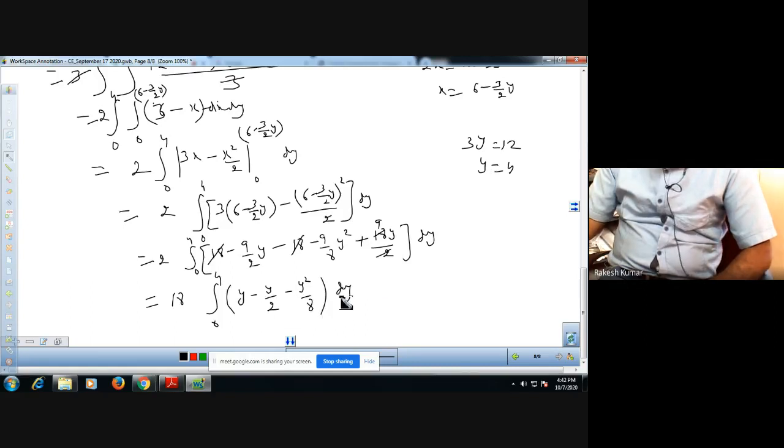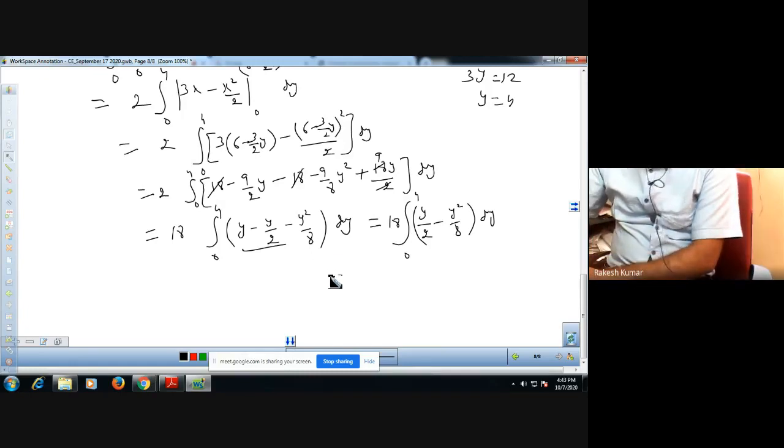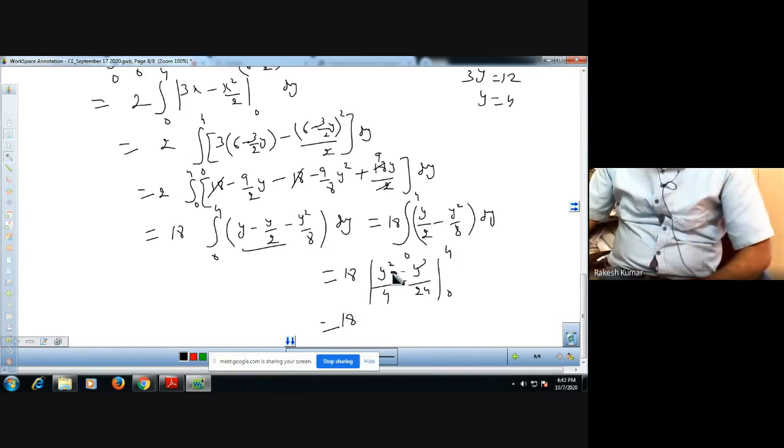So this is left with us, and after solving this also you will get y by 2 minus y square upon 8, integration using the limit 0 to 4. So you will integrate it now, and it comes out to be y square upon 4 minus y cube upon 24. The limits are 0 to 4. So substitute the limit. The lower limit will give zero, so only the upper limit value remains.